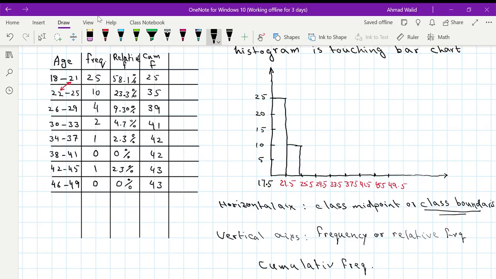Next one, frequency of 4. Next one, your frequency is 2. Next one, your frequency is 1. Next one, your frequency is 0. It means you don't draw a bar here. This line is actually showing the 0 for you. Next one is again 1. And next one is again what? 0.